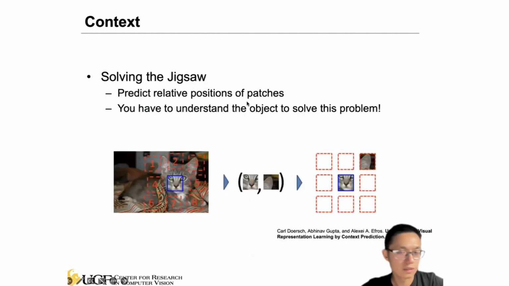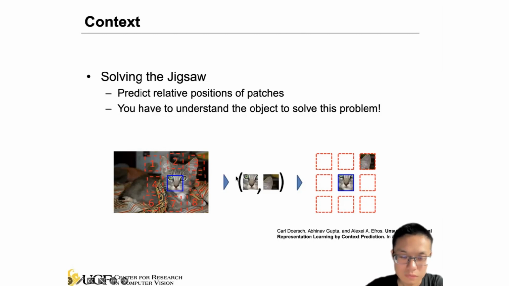Okay, so let's look at this particular example, solving the jigsaw puzzle, which is very popular. The idea is that you have an image. In their method, they do not consider the entire image. They select a portion, a crop of the image, and divide this region into 9 patches, 3 rows and 3 columns. You take the center patch, this blue box, as your query.